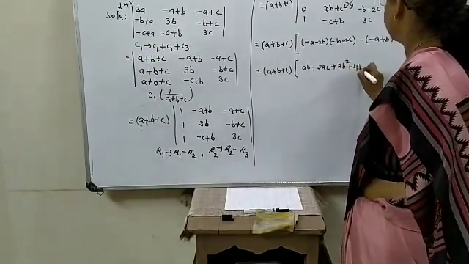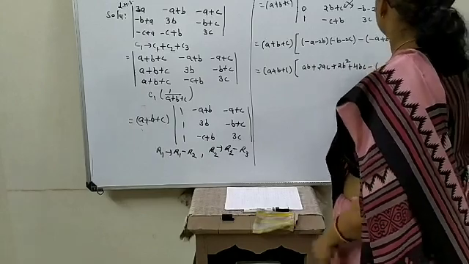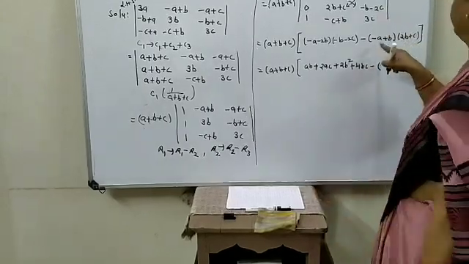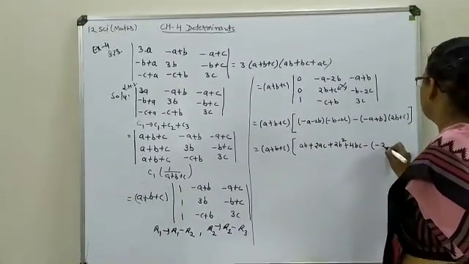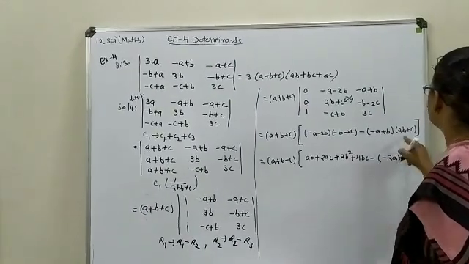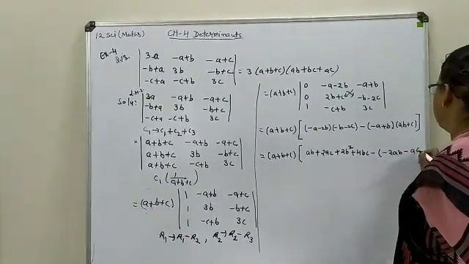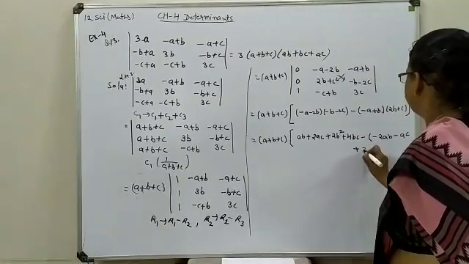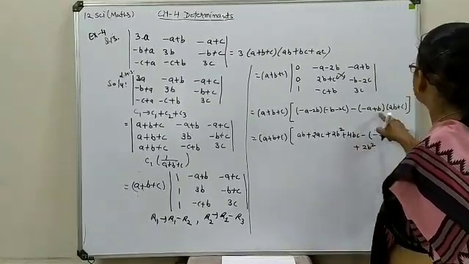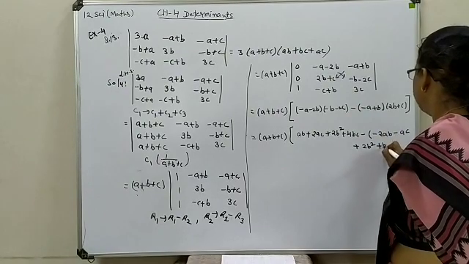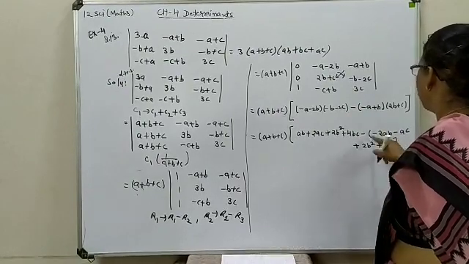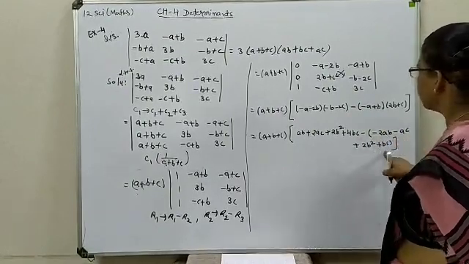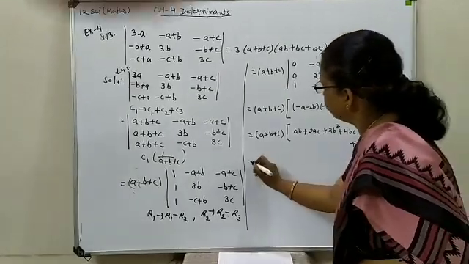plus 4BC. Make these two brackets multiply, that is minus 2AB minus AC plus 2B square plus BC. Now each term you multiply with the negative sign.